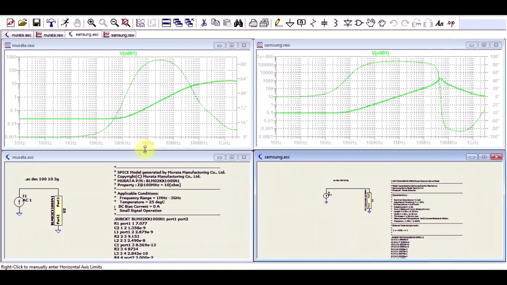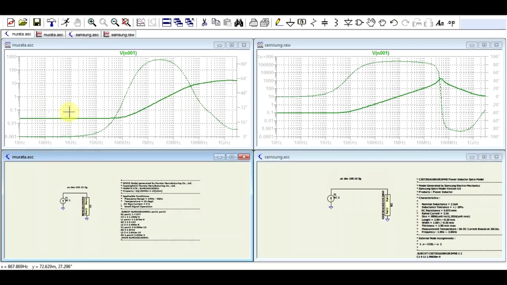Now, on the other side, on the ferrite bead, same 0 degrees at low frequencies, then we almost hit 90 degrees, and then we drop back down. So we can see that at higher frequencies, the ferrite bead has a clear resistive behavior, or at least it's more resistive than inductive. And that's exactly what you want in a filtering component.